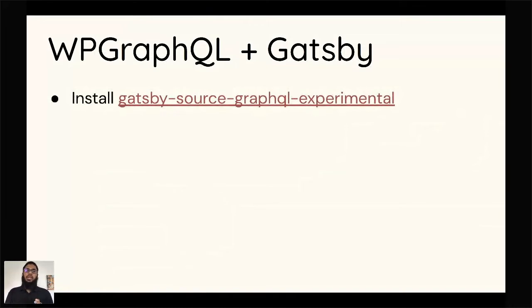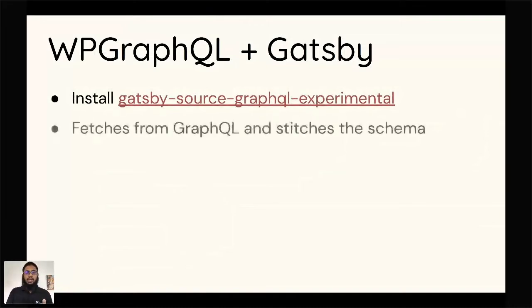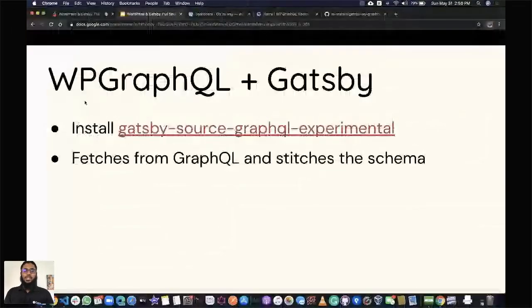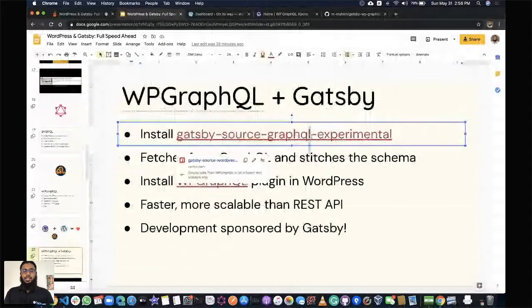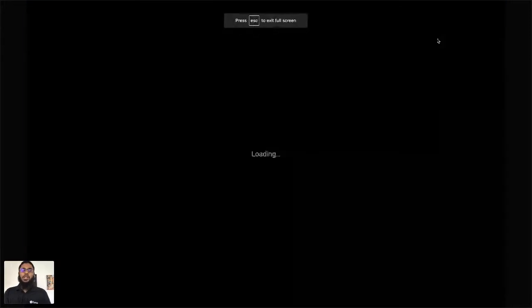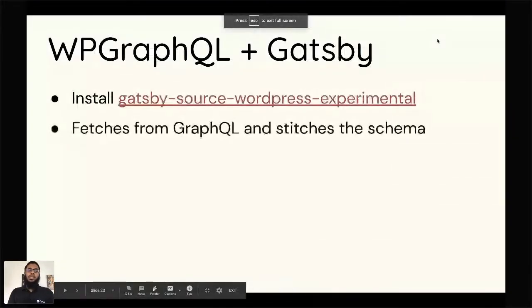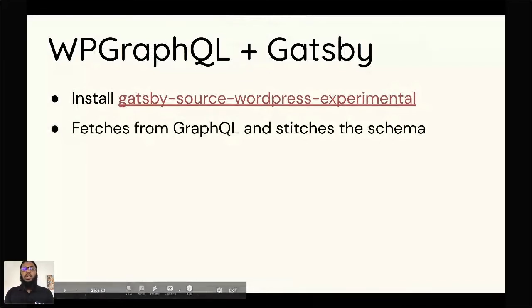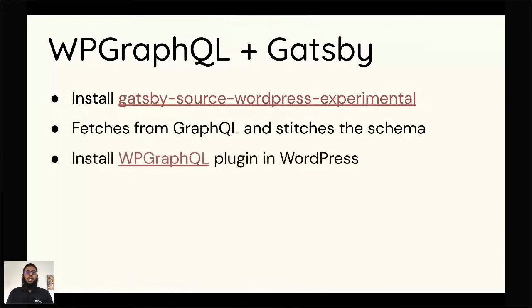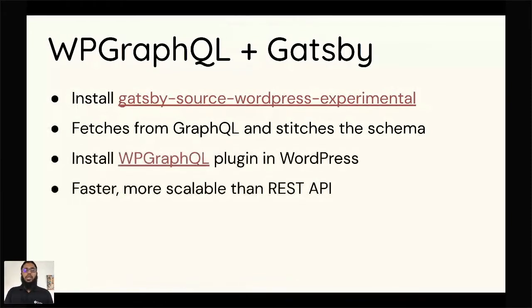So first of all, you have to have the WP GraphQL plugin on your WordPress site, and then you install Gatsby source WordPress experimental on your Gatsby site. Then you fetch GraphQL data and stitch it into a schema in your Gatsby site. You need WP GraphQL, and it's also more scalable than using the WordPress REST API for this purpose.